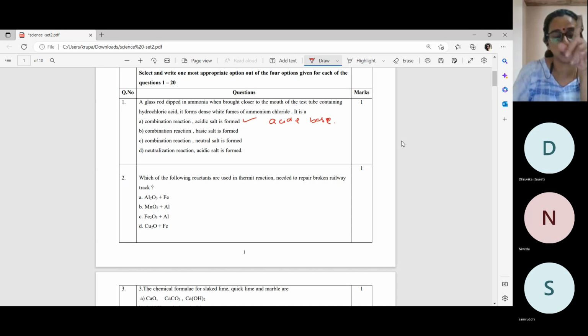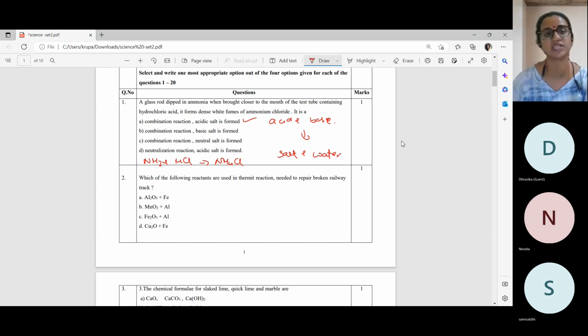Okay, now more than acid plus base, it has to give you a salt and water. Now we don't get water formation in this reaction, right? Because this reaction is just NH3 plus HCl giving you NH4Cl. So it's only a combination reaction, because the combination reaction is very specifically defined as a reaction where you have two compounds or elements combining to form one product.